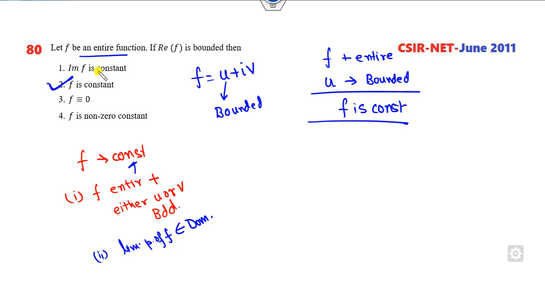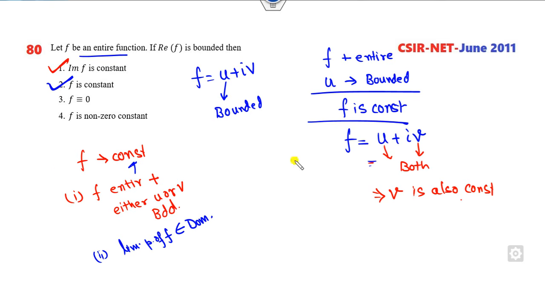So the imaginary part of f is a constant. Once it is constant, what is the meaning of that? When a complex number is said to be constant, u is a constant and v is a constant, both must be constant. So it means v is also a constant.